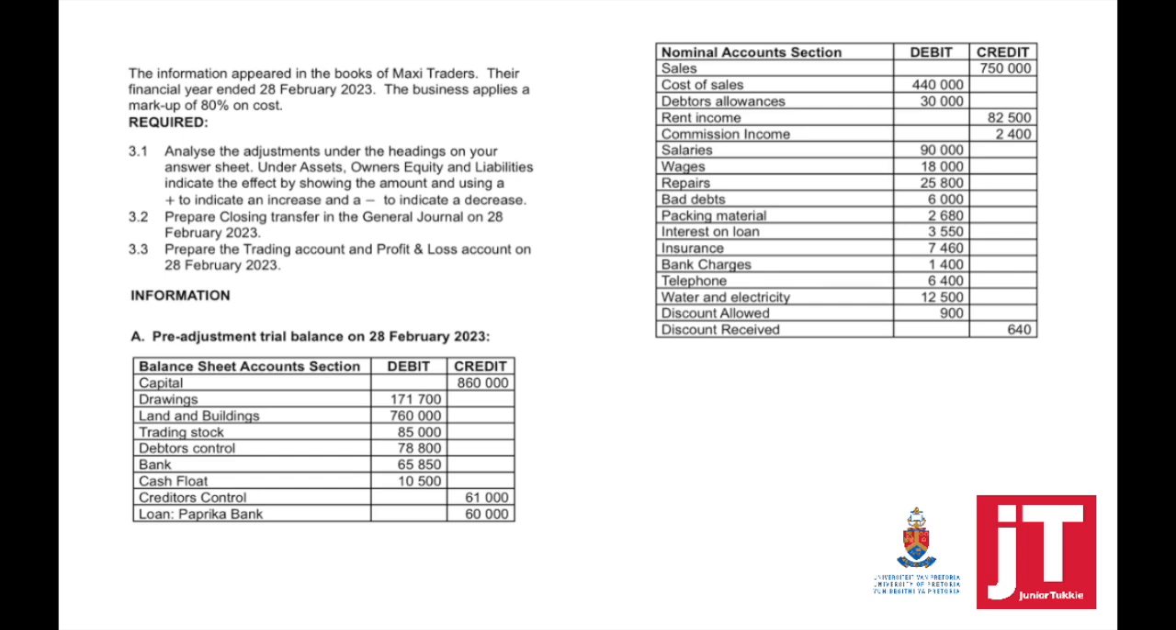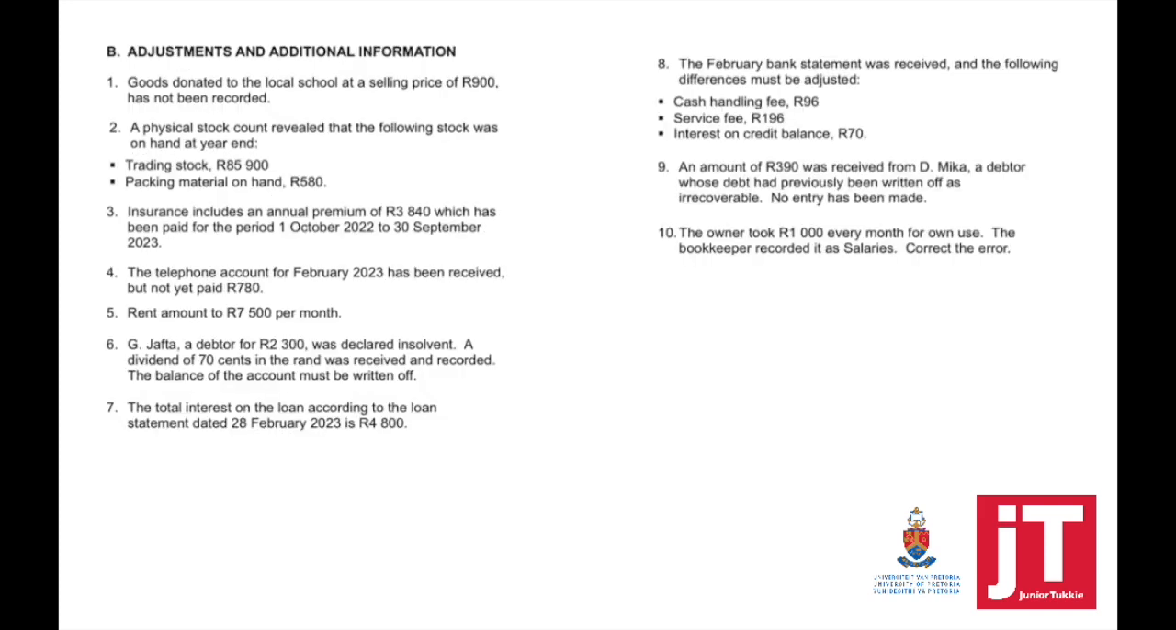3.1. Analyze the adjustments under the headings on your answer sheet. So you need to indicate under assets, owner's equity, liabilities, an increase with a plus and a decrease with a minus. So we need to complete the accounting equation. 3.2, prepare the closing transfers in the general journal and then prepare the trading and the profit and loss account. So as we've done with the previous activities, we are going to start first by doing the adjustments, T accounts, and from there we'll complete the rest of what is required.